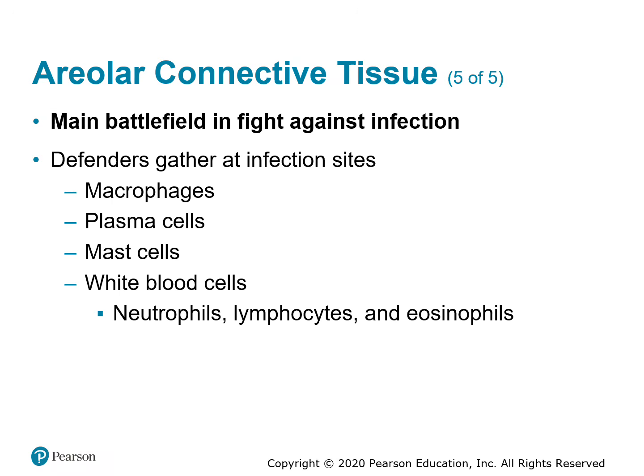That's where we fight infections. Your white blood cells, your mast cells, your plasma cells, your macrophages, they tend to gather in the connective tissue and then go to where they are needed from there. Okay?